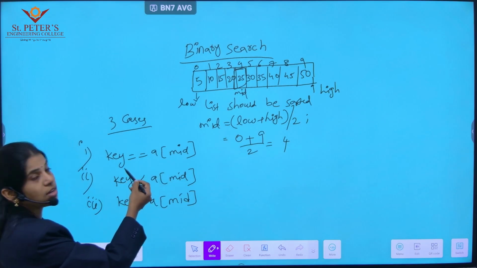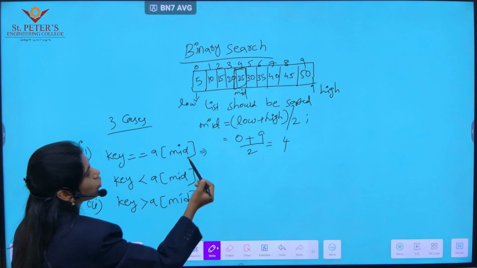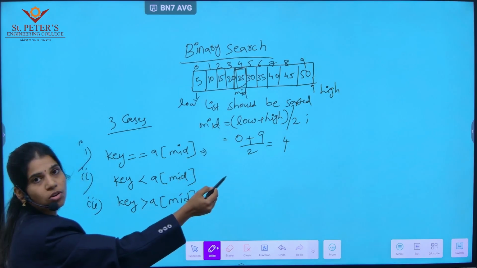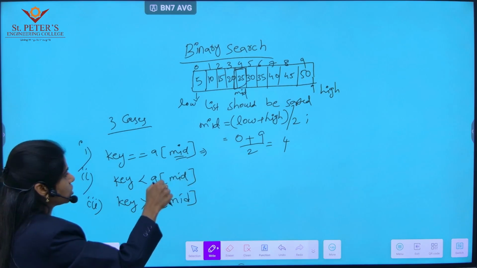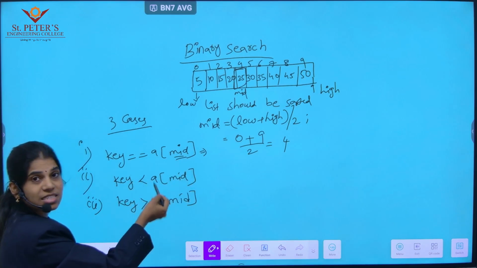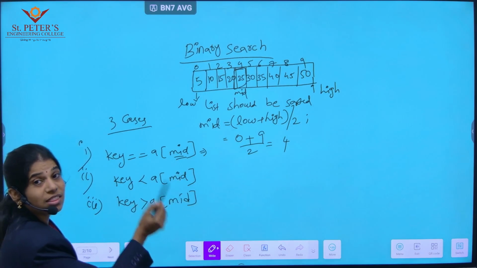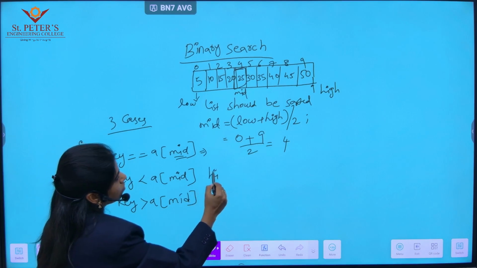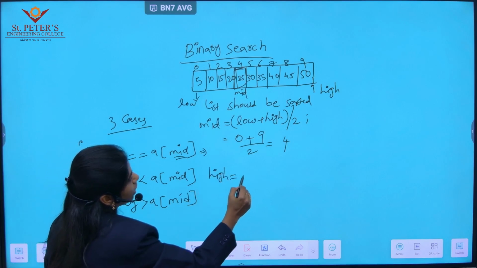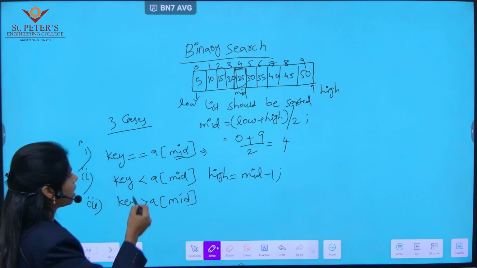The first one is if your search element is equal to the mid element. In that case, we simply print that the search element is found at this particular mid position. Next, suppose your search element is less than a of mid. In that case, we are going to reset the high value, that is mid minus 1. Why?